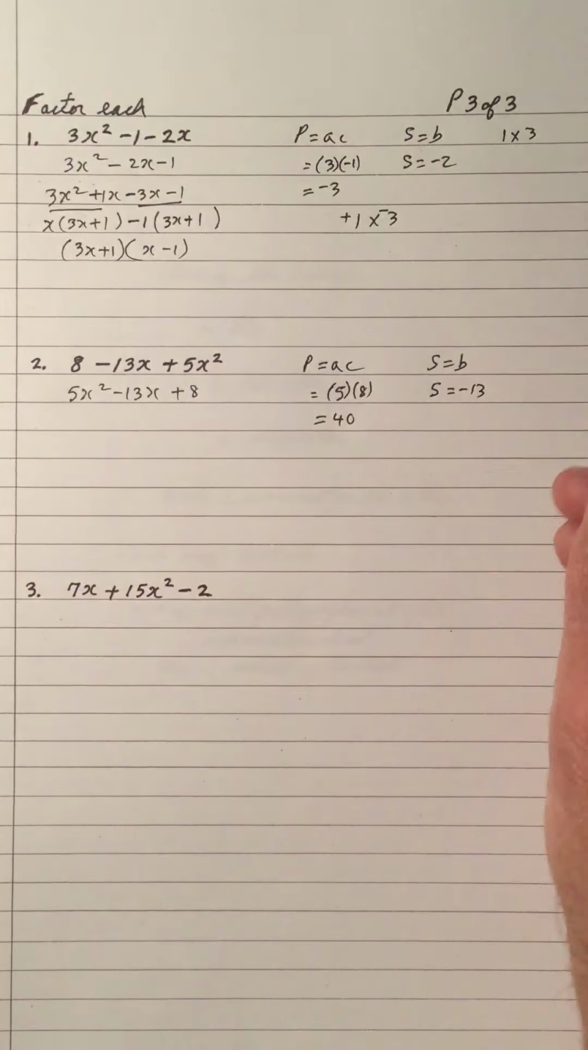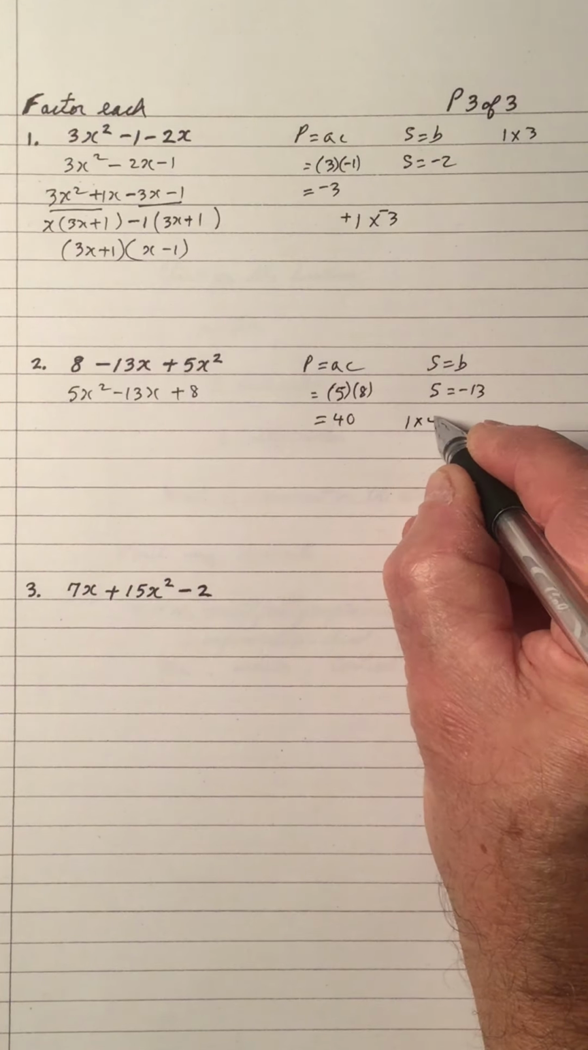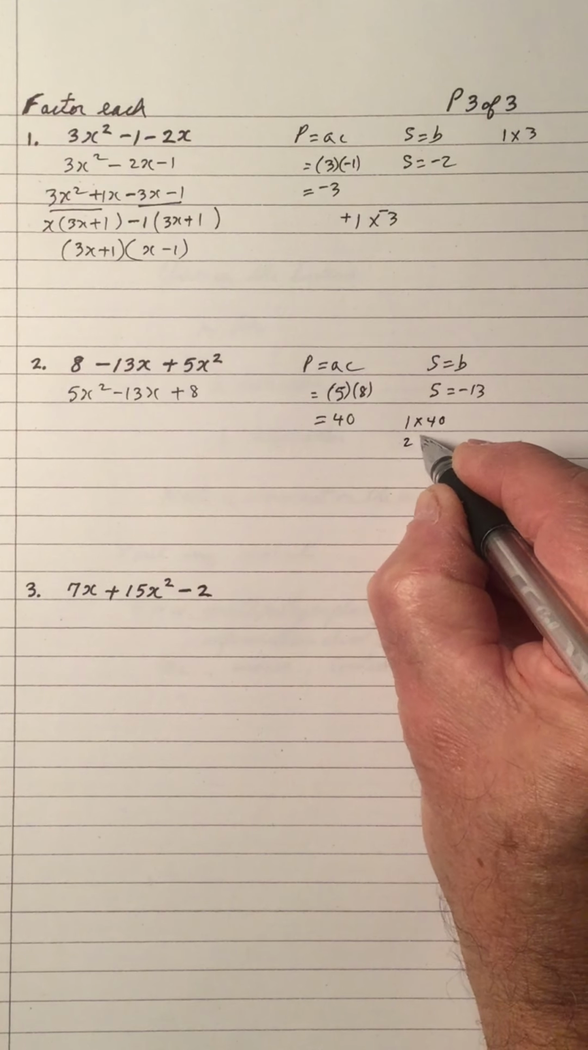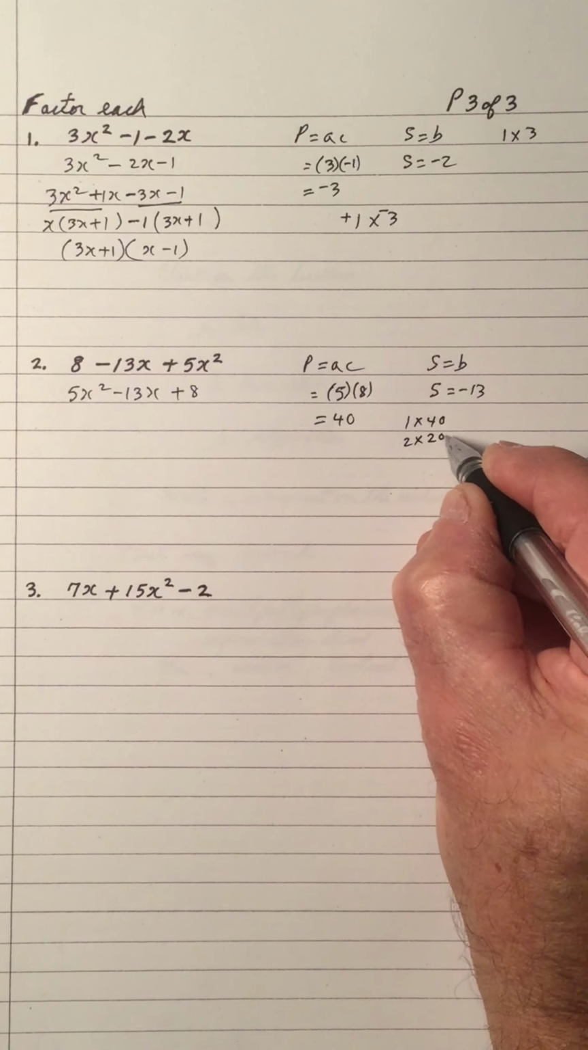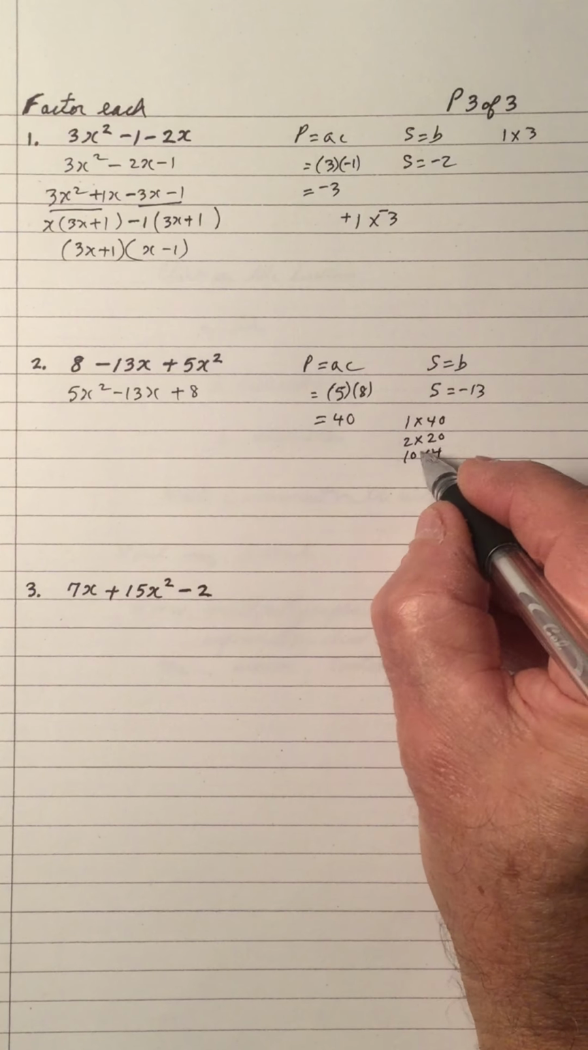A, B, and C. So the factors make 40. So 1 times 40. I get it even, so it's 2 times 20. I see a 0, so I see a 10 times 4.